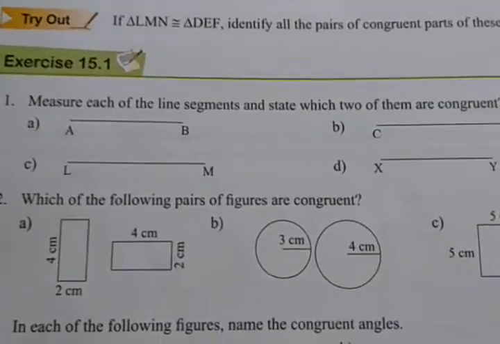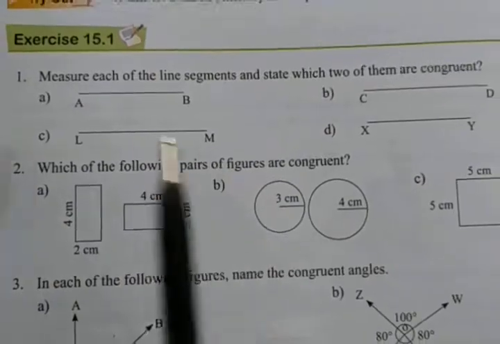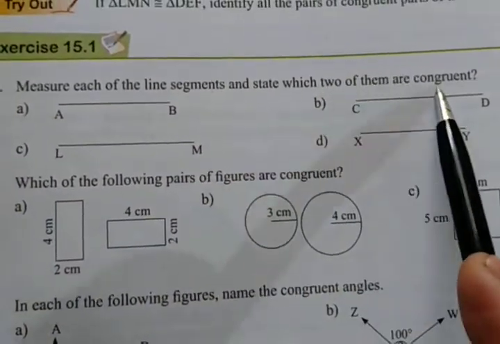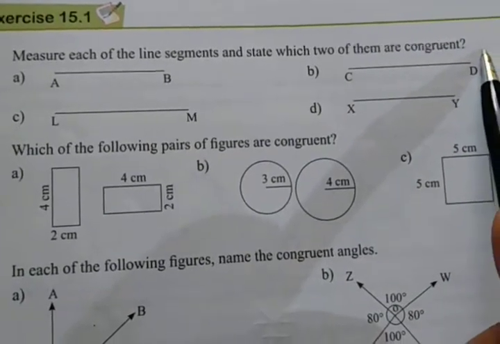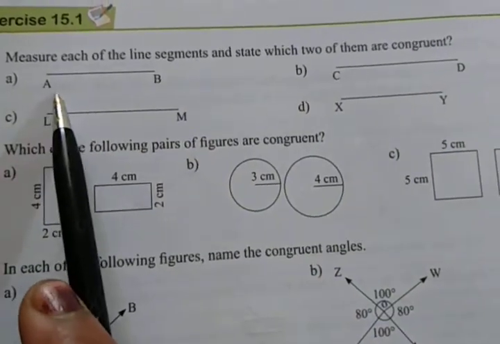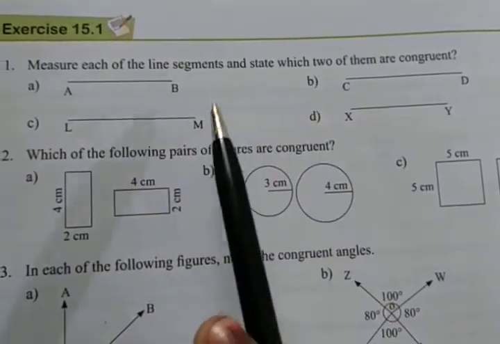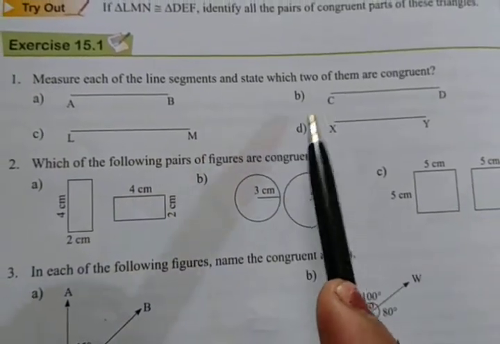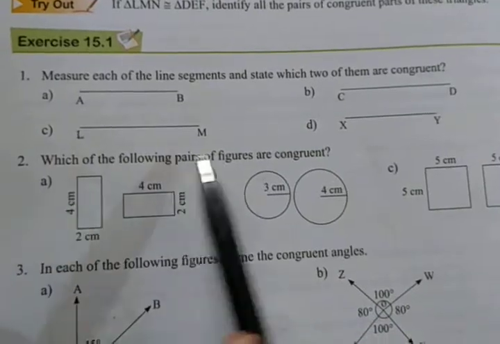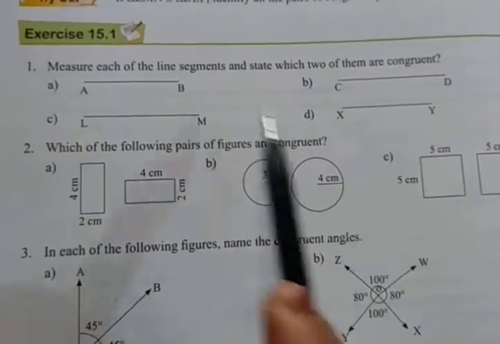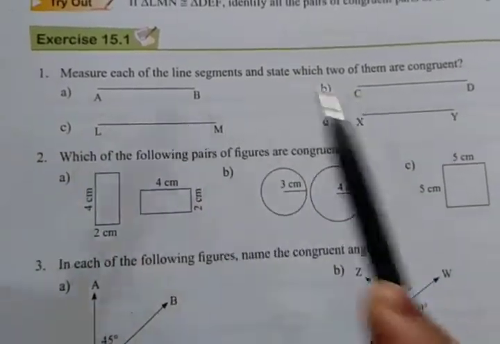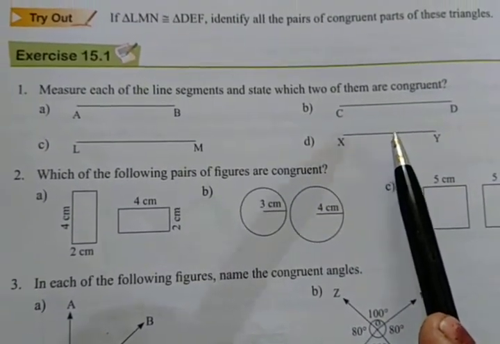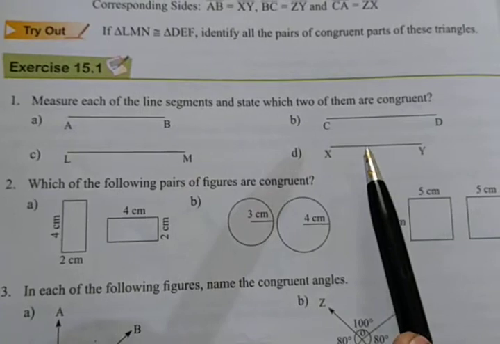In exercise 15.1, you will measure each of the line segments and state which two of them are congruent. You will measure AB, BC, CD, LM and XY, write the measurements and tell which two of them are congruent.